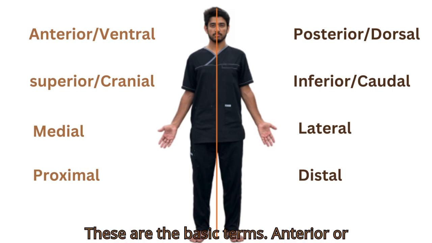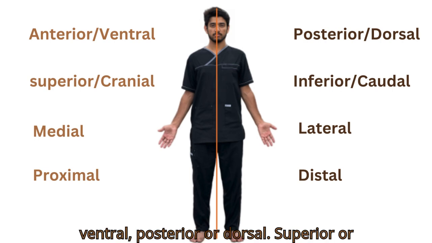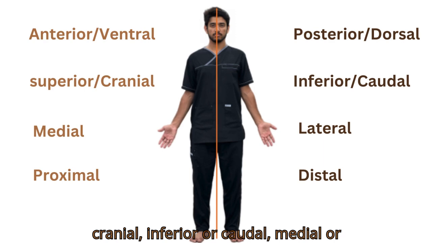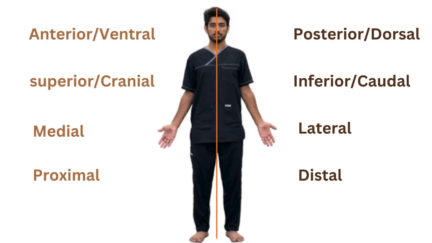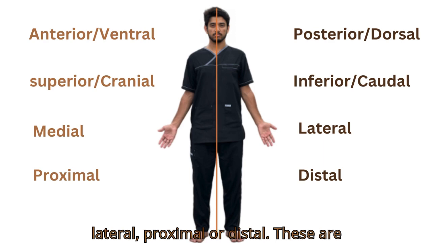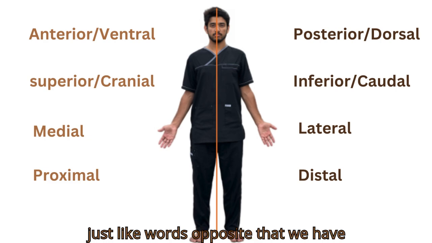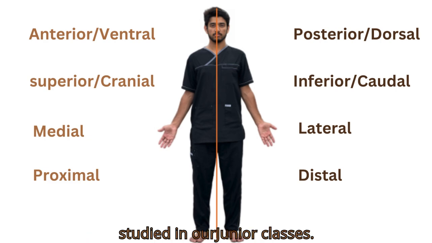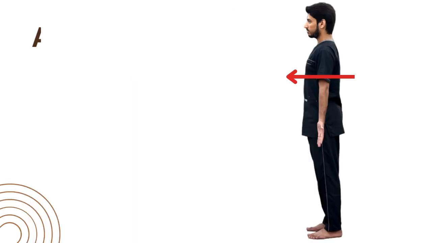These are the basic terms. Anterior or ventral, posterior or dorsal, superior or cranial, inferior or caudal, medial or lateral, proximal or distal. These are just like the opposite words that we have studied in our junior classes. But in advanced form, let's see.